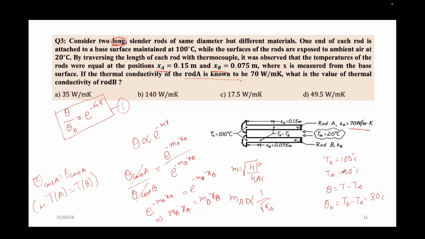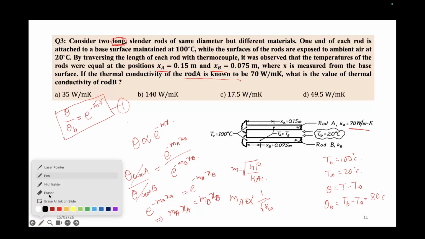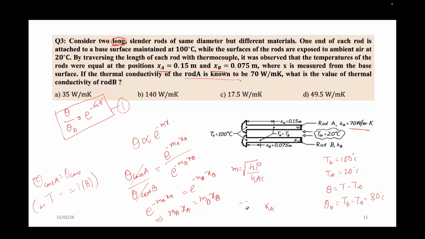So I think up to this it is clear. Now I have to write what the question is. I have to find the thermal conductivity of rod B. Just a minute for better understanding, I am erasing this because space is limited here.